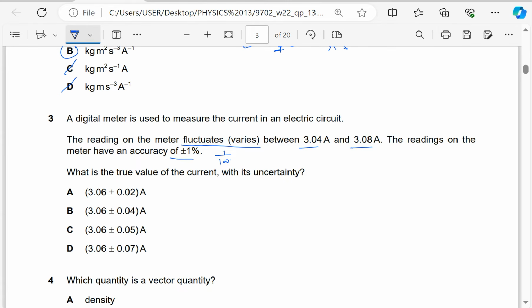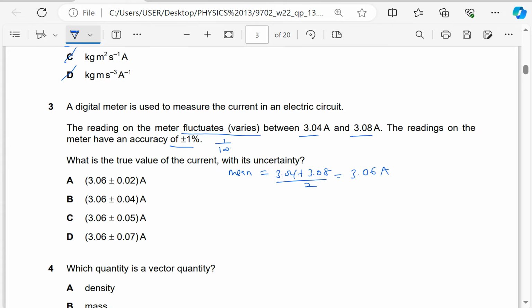So first of all, let's find the mean average. So we need to find the mean value. The mean value is going to be 3.04 plus 3.08 divided by 2. So for a value which fluctuates, we take the average. I think this is going to be 3.06 amperes. And notice that all answers have 3.06 amperes. Then we have to check the uncertainty. To find the uncertainty here, we need to find the highest possible value and the lowest possible value. Then we subtract and get half of the range.